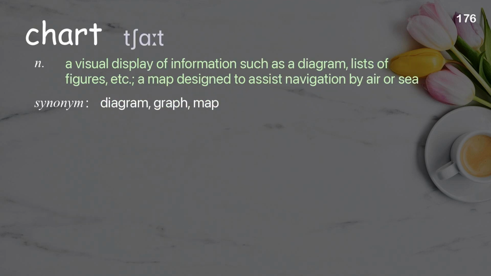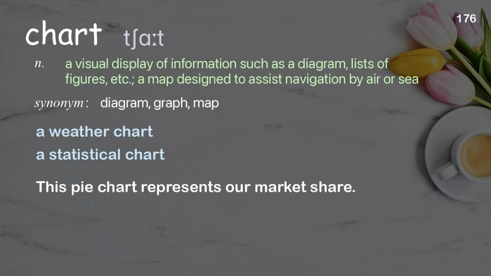Chart. A visual display of information, such as a diagram, lists of figures, etc., a map designed to assist navigation by air or sea. Examples. A weather chart. A statistical chart. This pie chart represents our market share.